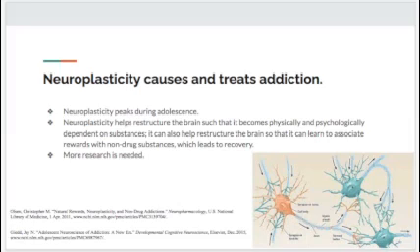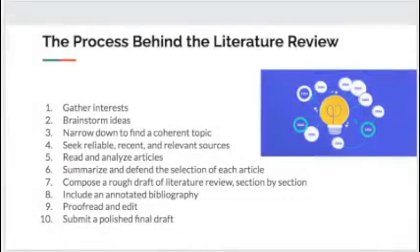also help restructure the brain so that it can learn to associate rewards with non-drug substances, such as food and exercise. This logic can be incorporated into treatment plans for addicts in order to support their recovery. However, more research must be done to determine to what extent neuroplasticity can serve as a solution for addiction.